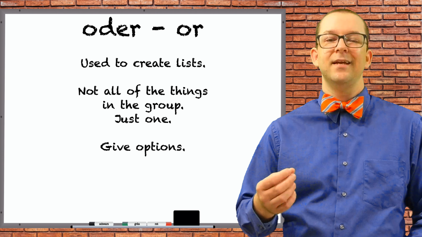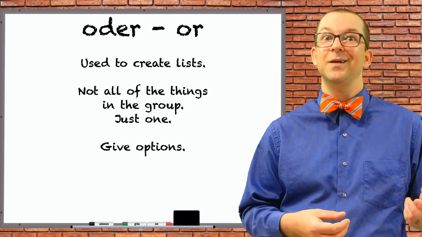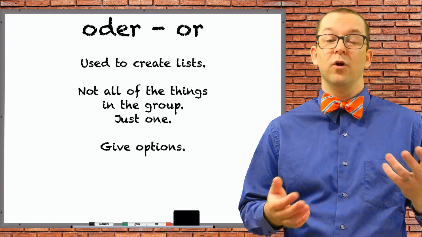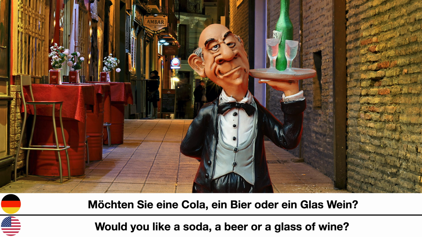Basically, you're saying that the English conjunction or is the exact same thing as oder. Just like und, you can connect words, phrases, or clauses with oder. Möchten Sie eine Cola, ein Bier oder ein Glas Wein? Would you like a soda, a beer, or a glass of wine?